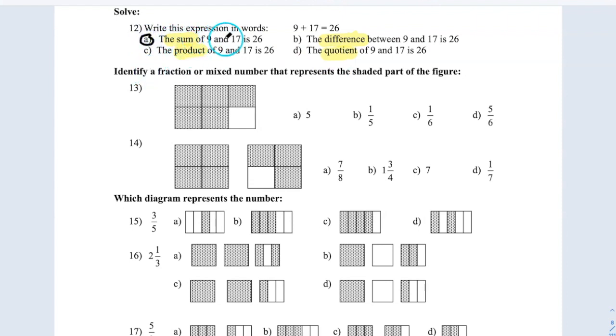The sum of 9 and 17 is 26. Question 13: Identify a fraction or mixed number that represents the shaded part of the figure.